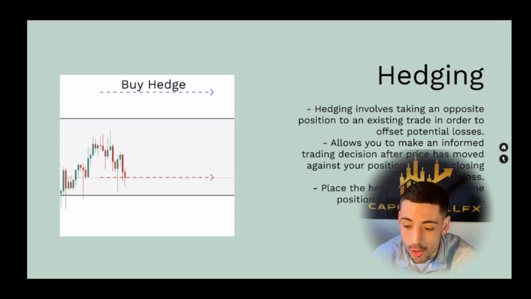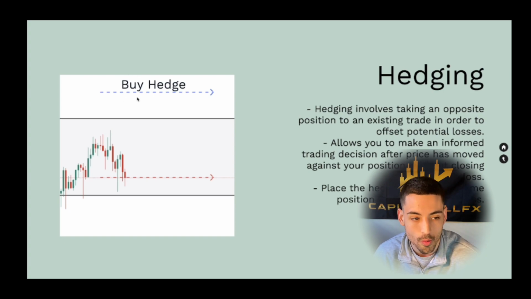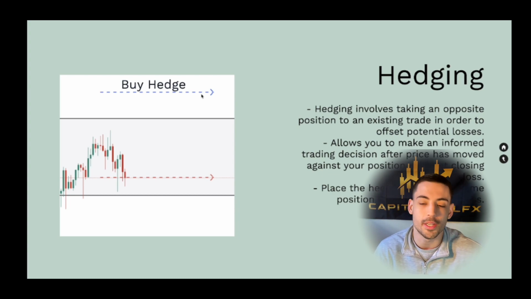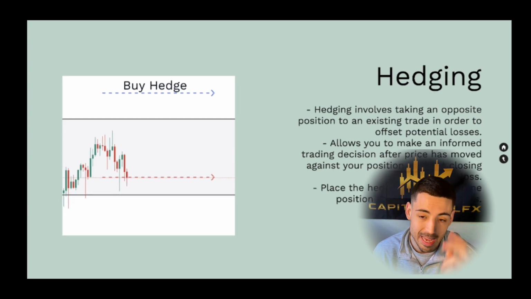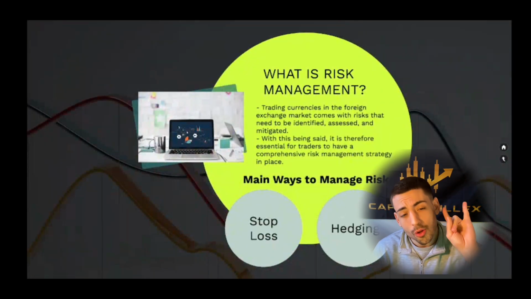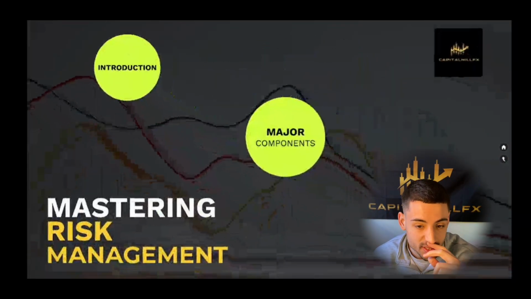And place the hedge order in the same position you would a stop loss. So like I said, considering we have our hedge order right here, this is where we would place our stop loss too, just above or below those invalidation zones. So that is hedging in a nutshell. So those are the two main ways to manage risk in the foreign exchange market.